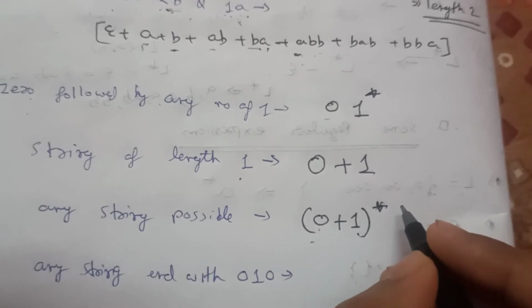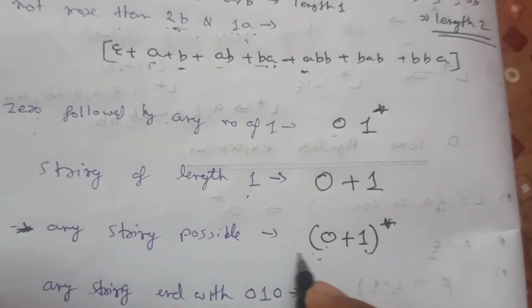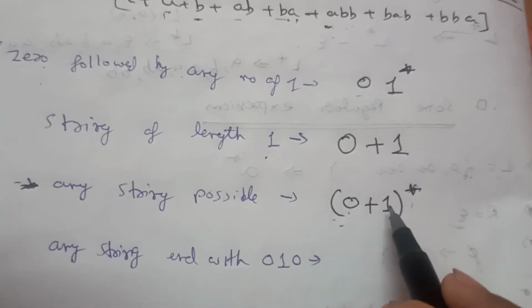Okay, so this is important. Remember this, for any type of language this is important. So for any combination possible, here is (0 plus 1) whole star.